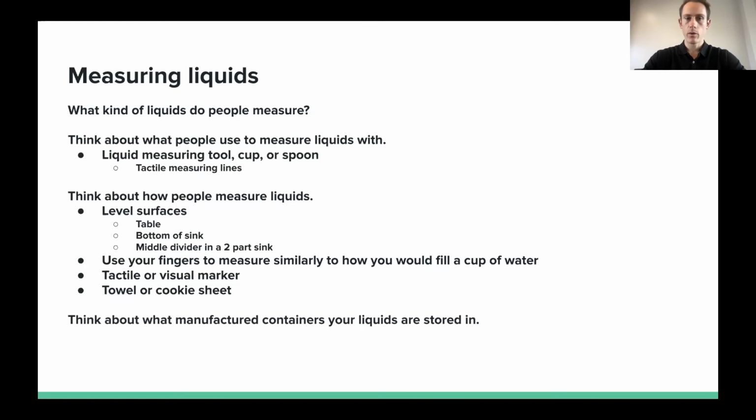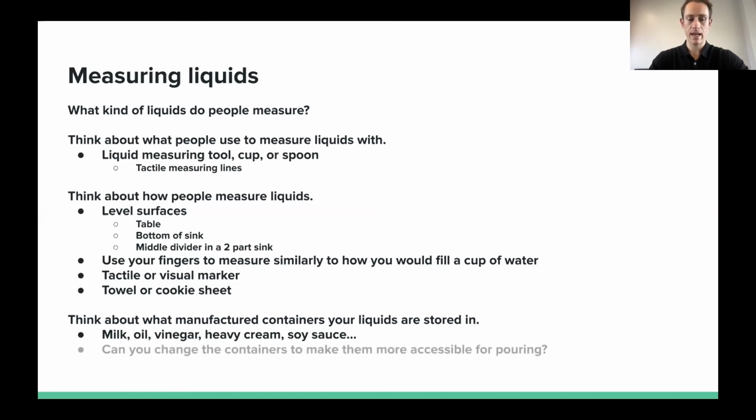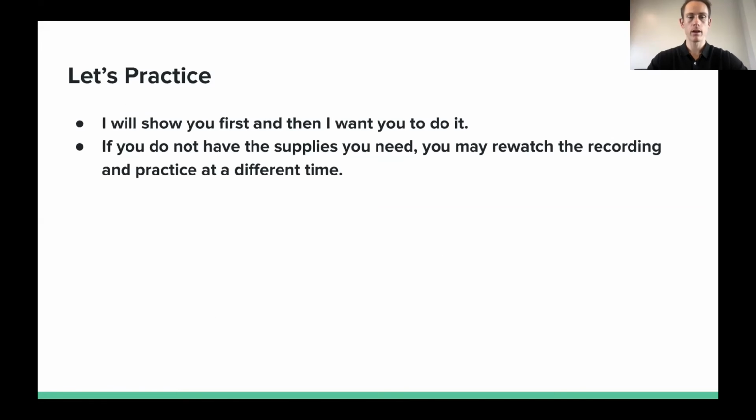So another thing to really consider when measuring liquids and really anything else is think about what manufacturer containers your liquids are stored in. Those containers aren't always accessible. So like milk comes in a big jug, you have oil, vinegar, heavy cream, all these things come in big containers that might be challenging to pour from. Maybe you can do it, maybe we need to adapt that, right? Is there anything we can do to make that more accessible for you for pouring it? So maybe use a squeeze bottle or a smaller handle on something. But I'll show you just some examples here of what you might do.